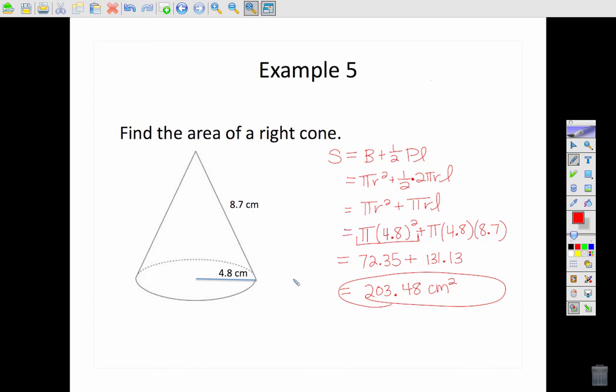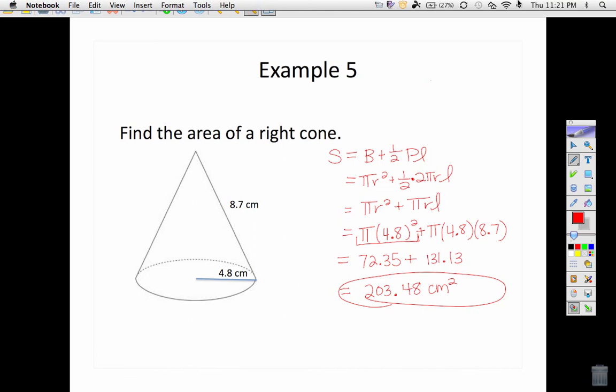And that is it for surface area. Make sure you write down any questions that you thought of while you were watching, and make sure you get these examples down in your notes so you can refer back to them.